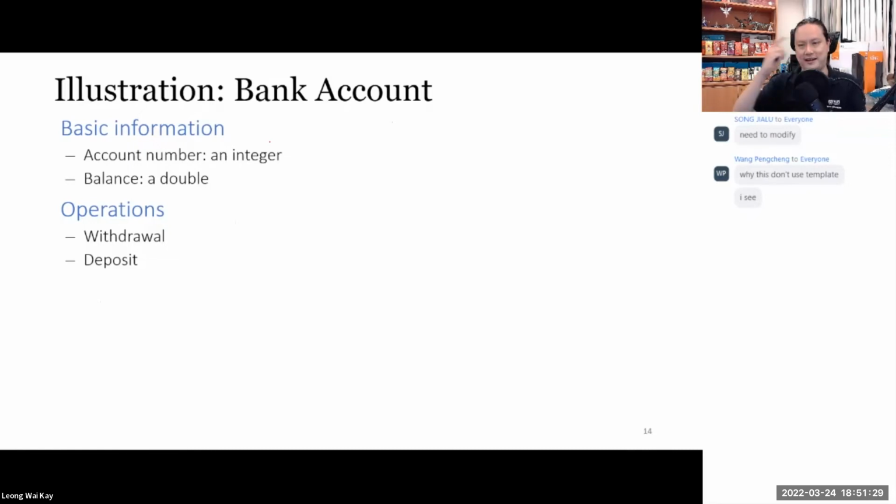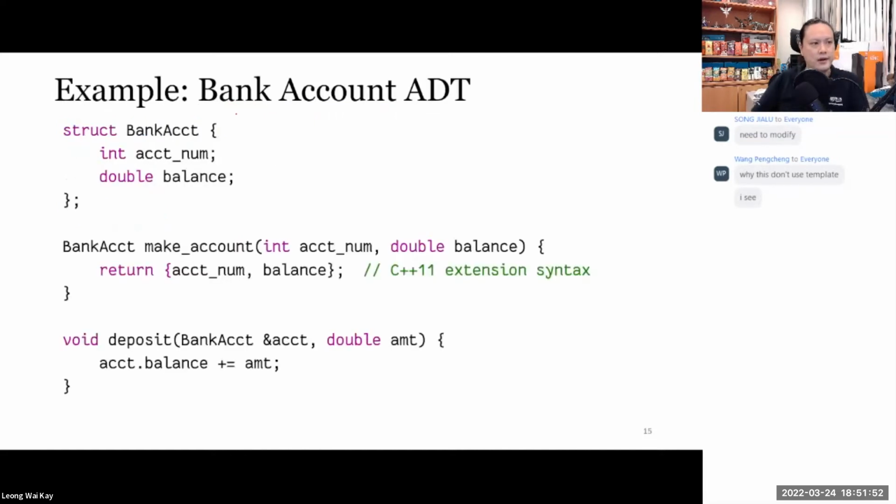Let us use a bank account. We will create a bank account ADT. So what does a bank account need? Let's just assume two basic pieces of information: a bank account number, which is just an integer, and a balance, which is just a double, the amount of money you have in your bank account. And what operations do we have? We can withdraw, and we can deposit into our bank account. So a simple bank account struct would just have the account number and balance.